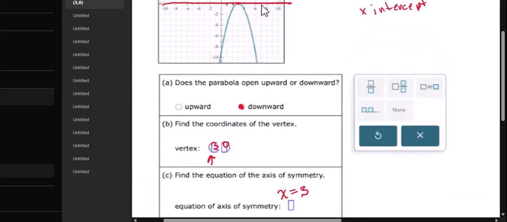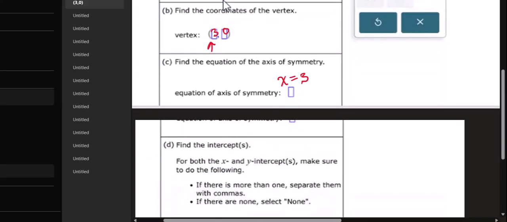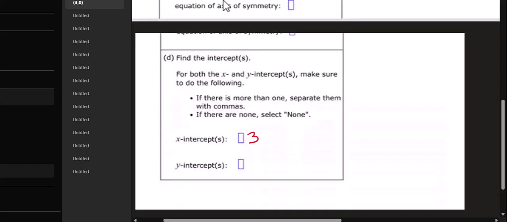The y-intercept is where it crosses the y-axis. So here's the y-axis, and to me it looks like it crosses at -9. You could conceivably have, for x-intercepts, none, and you could have 2.